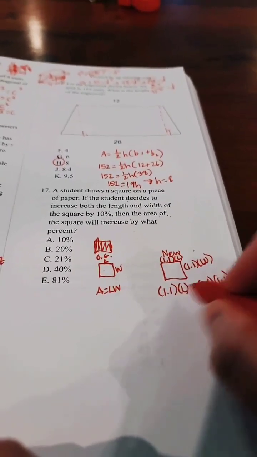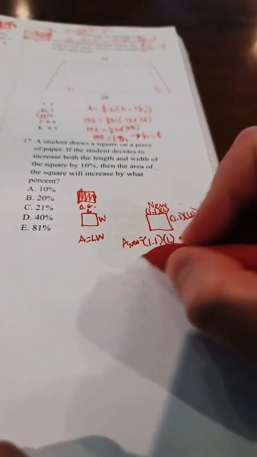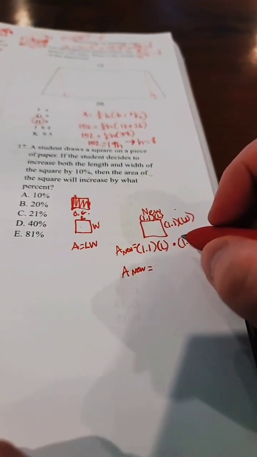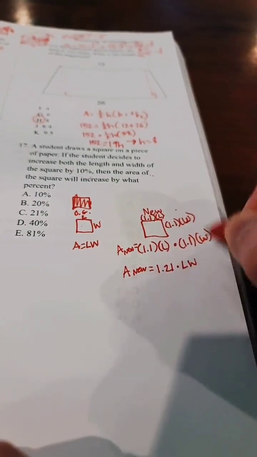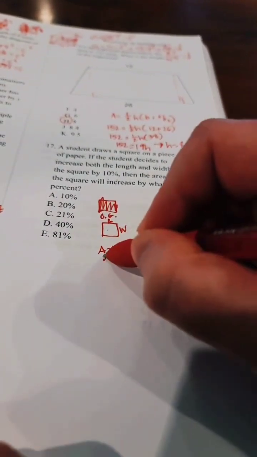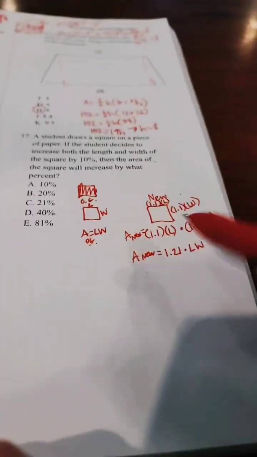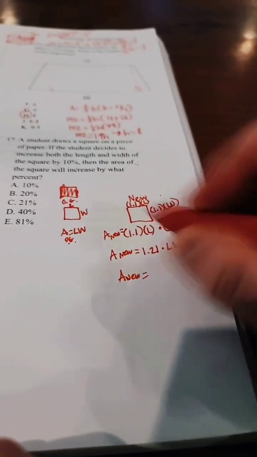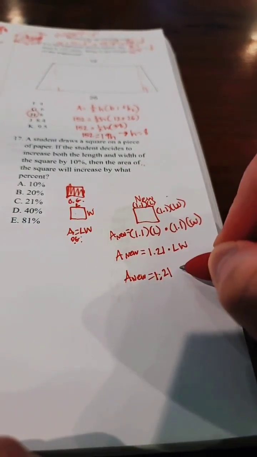So then we're going to multiply this all out, and this is going to give us the new area. So the new area is going to be equal to, well, 1.1 times 1.1 is 1.21, and then just times LW. Now remember, LW was the original area, the OG area. And it's asking us the area of this new square will increase by what percent. So we want to know by what percent the original area increased. So we can replace the LW with the area of the original square. So we could say it's 1.21 times the area of the original square.